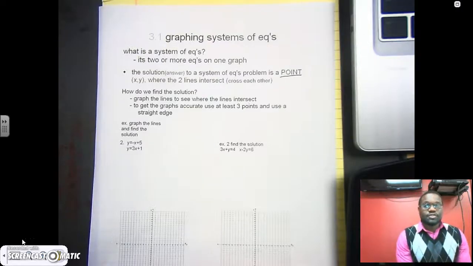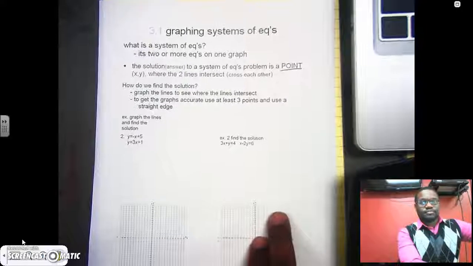The first thing you want to do is graph your lines. And so you need to know slope-intercept form. You need to know how to graph a line. And then we want to see where the lines intersect. And in order to get a really good picture of the line, you want to probably use more than 2 points. So 3 or 4 kind of gives you a good idea, and you want to use a straight edge. So let's jump straight into it.